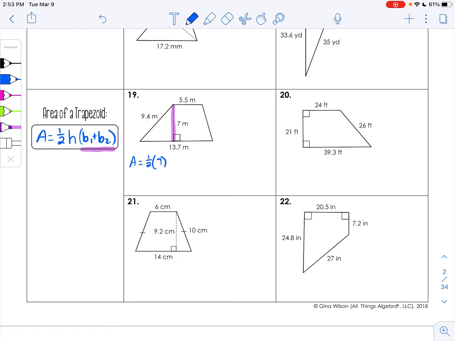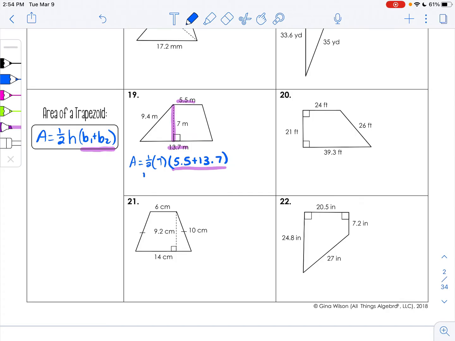1/2 times 7 times our 2 bases are 13.7 and 5.5. So your 2 bases should always be 2 parallel lines. So you're never going to be using that slanted line. You're going to be using your 2 parallel lines. And we're going to add those together, 5.5 plus 13.7. And then according to order of operations, we need to do that addition first.